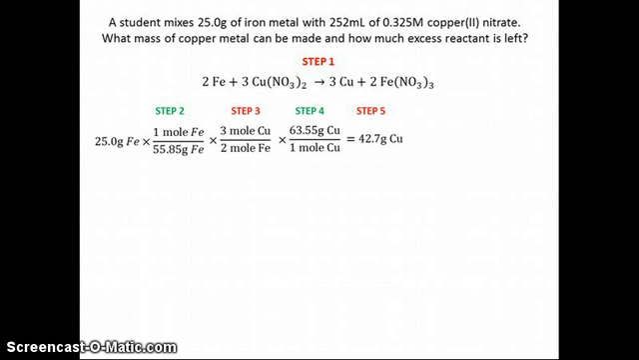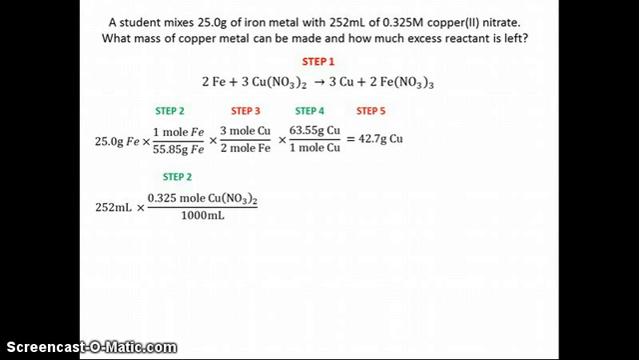Now, we also know about the copper 2 nitrate, and it might tell a different story. So we'll start with it at step number 2 as well. I have 252 milliliters of a solution that has 0.325 moles of copper 2 nitrate for every 1,000 milliliters, or 1 liter. That's what the little capital M means up there. Your student should know that, but if they don't, or you don't, now you do. Capital M stands for the number of moles in 1 liter, or the number of moles in 1,000 milliliters.